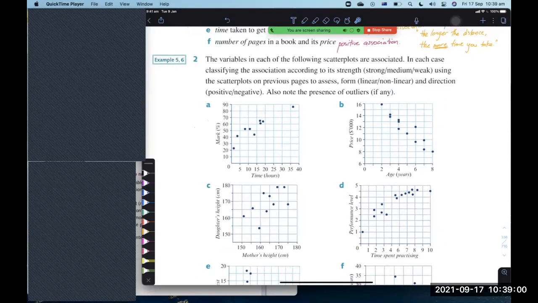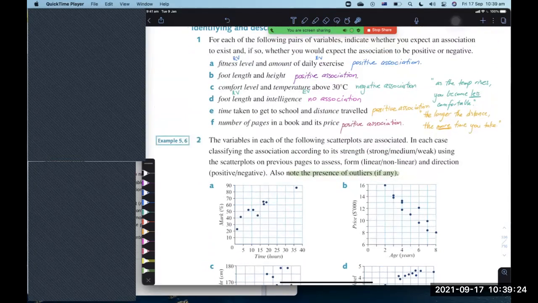It's asking us to do 3 things here. In each case, classify according to its strength, form, and direction. And this last idea is very important. Note the presence of outliers if there are any. Like say, for example, we were talking about foot length and height, yeah? But then what about if we had a hobbit? If you had a long foot, but you're really short. Okay, so that would be an outlier.